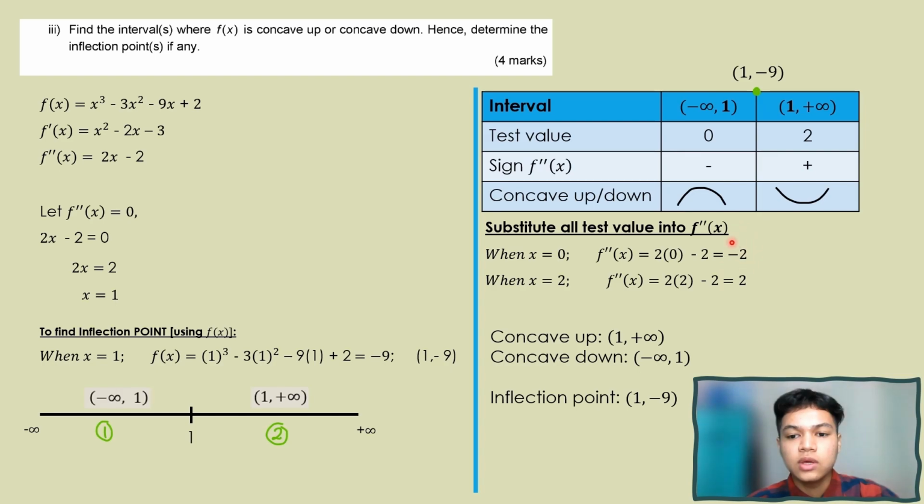When we get the negative number, we assign it as concave down. When we get the positive number, we assign it as concave up. So concave up is 1 to positive infinity, and concave down is negative infinity to 1. Inflection point is (1, -9).